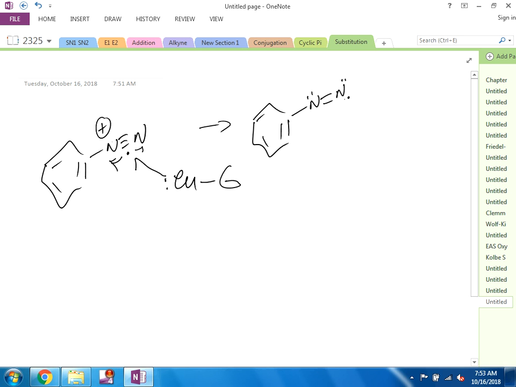Once I have this, I can go ahead and reform the pi bond, and that's where the nitrogen gas is going to come in. And of course, what happened to this part right here is that it became copper plus, and we have our group over here. Whoops, I said I was going to put group.